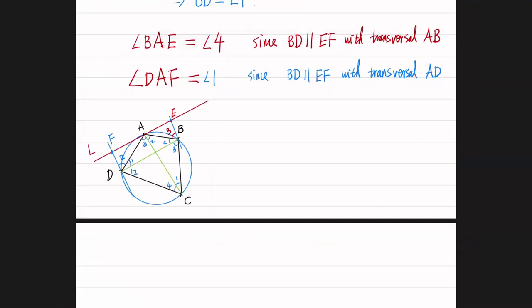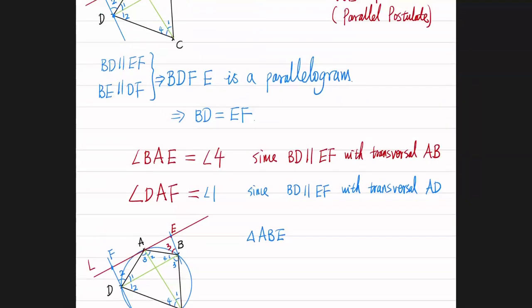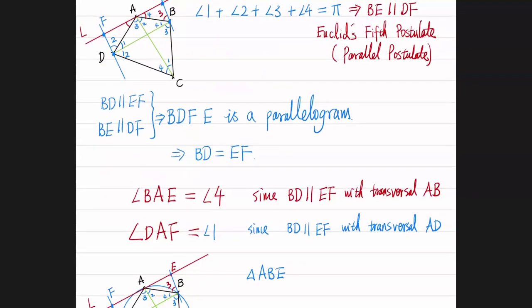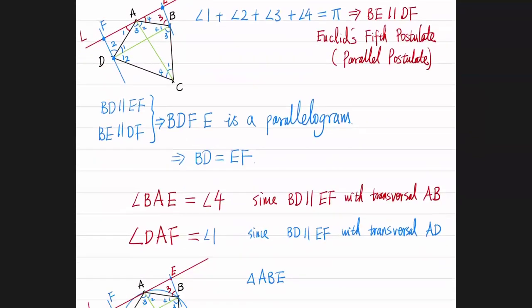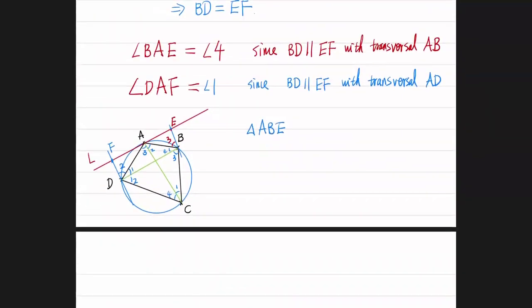Okay, triangle ABE. Oh, it missed my angle 1 and 4. This angle 1 and 4. Okay, that's good. So ABE has two angles, angle 3 and angle 4. Find another one.